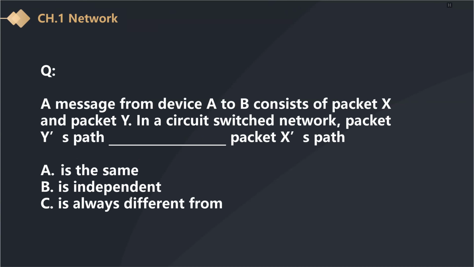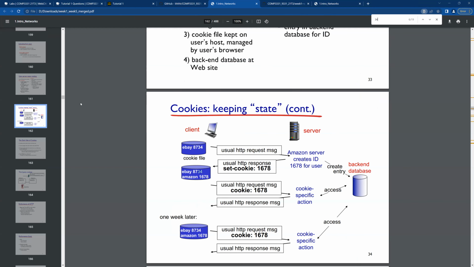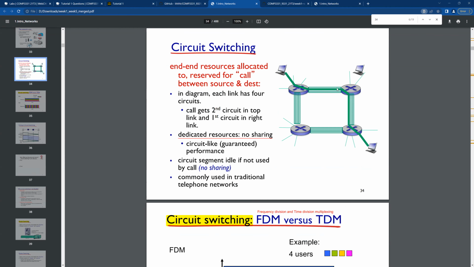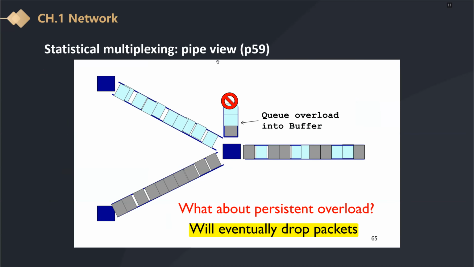So how about this one? The path from A to B consists of X and Y. So we are using a circuit switched network. Yes, it's the same. If you go to the slides, you can easily figure out the answer, on page 34, I think. In here, you can see they are always using the same road. And this one, the pipe view, is pretty easy to understand.